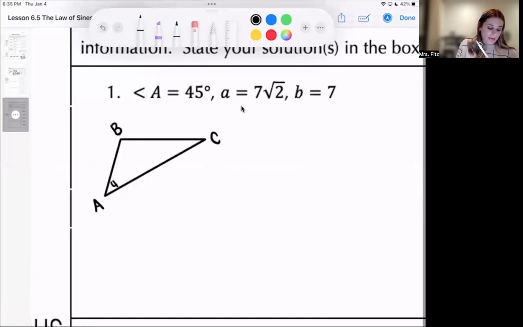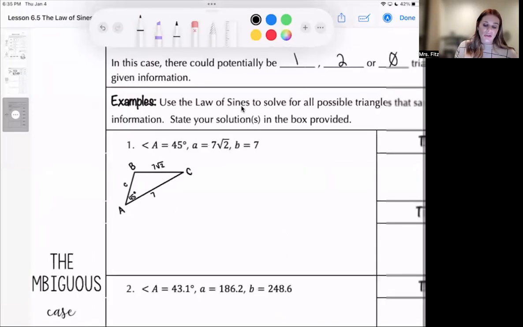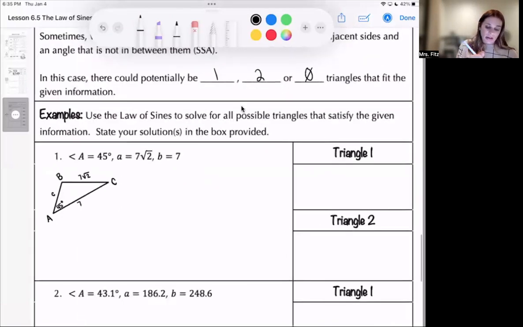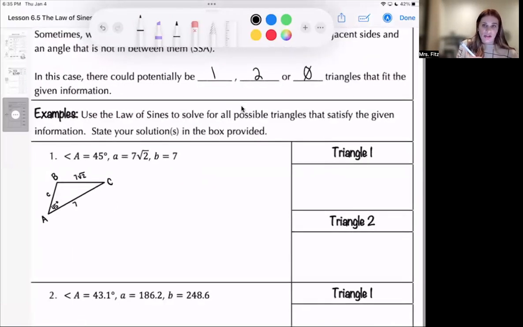Angle A is 45, little a is 7 root 2, b is 7, we don't know little c. Okay, so triangle 1. What I like to do is just go ahead and write out: big A is 45 degrees. B, we don't know, but I'm probably going to have to approximate. We'll put big B and C. I'm not going to use an equal sign yet because I don't know if I'm going to have to round yet.